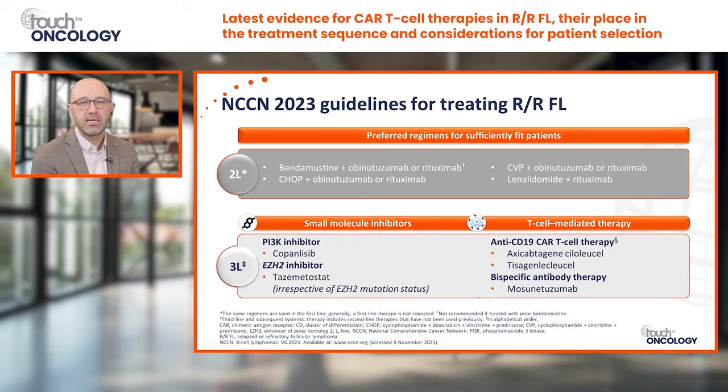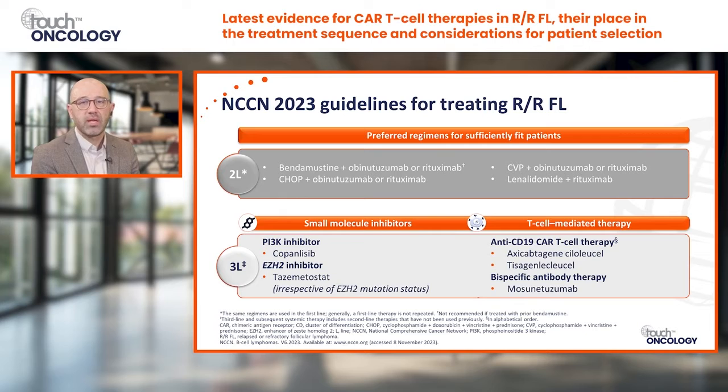And in the second line setting, things to consider would be bendamustine in combination with an anti-CD20 monoclonal antibody, such as rituximab or obinutuzumab. Additionally, we utilize agents like CHOP in combination with an anti-CD20, or also considering even dropping the anthracycline and using CVP in a similar manner. One of the more preferred regimens in the second line setting may also be lenalidomide and rituximab therapy, as this is generally well tolerated.